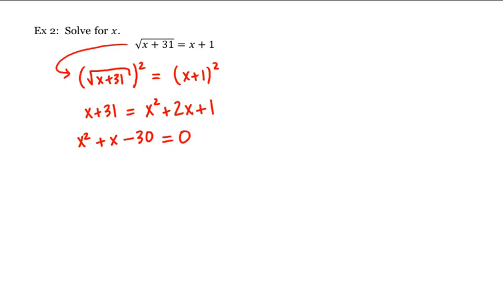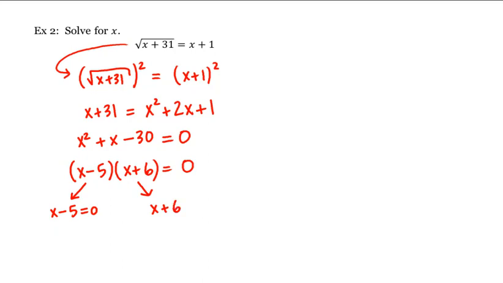And now we can factor the left-hand side. It factors into x minus 5 times x plus 6. So we have a product of factors equal to 0, which means either the first factor, x minus 5, is equal to 0, or the second factor, x plus 6, is equal to 0. Which gives us that x is equal to 5, or x is equal to negative 6. But remember, we have to check these answers.